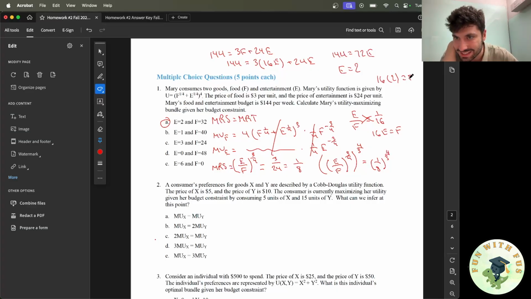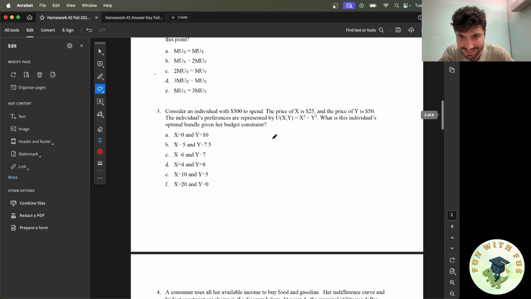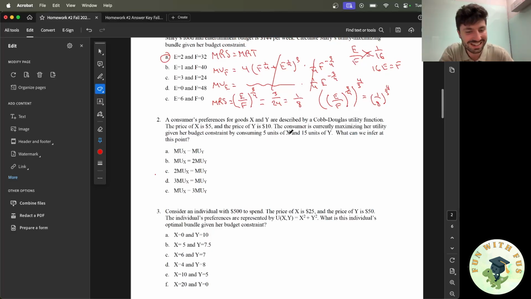The pen is still warming up, I can assure you. But we're getting somewhere. Oh, I was like, what the hell is going on? Okay. With this little fraction bar thing, but I figured out my hieroglyphics. I was canceling stuff out. So we locked in A. I feel pretty good about that one. A consumer's preferences for good X and Y.